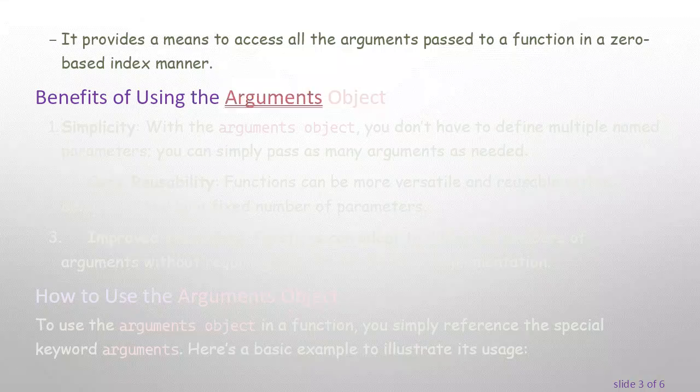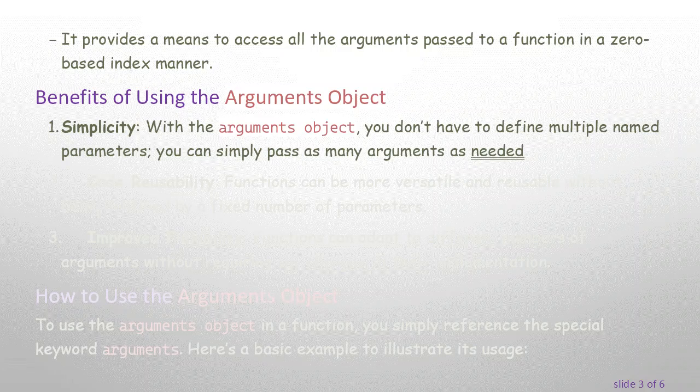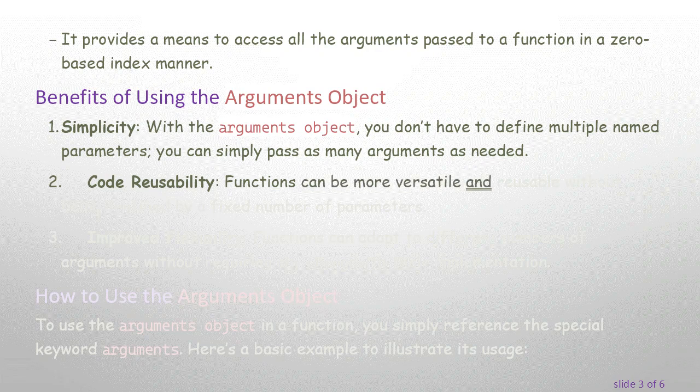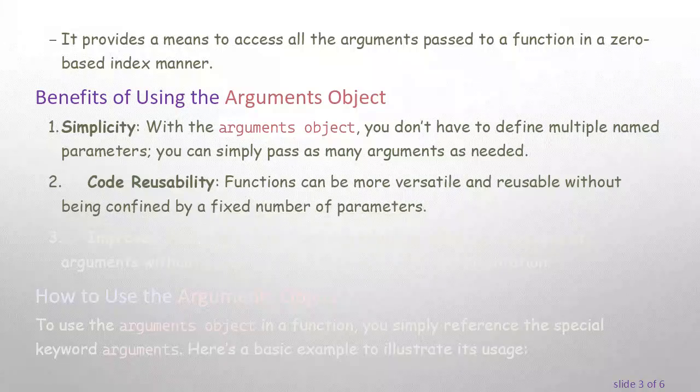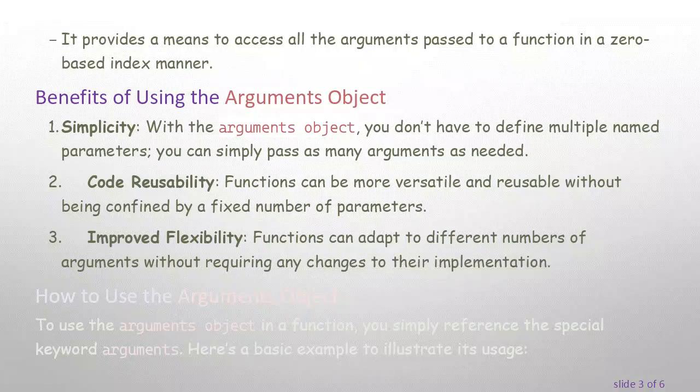Benefits of using the arguments object. Simplicity. With the arguments object, you don't have to define multiple named parameters. You can simply pass as many arguments as needed. Code reusability. Functions can be more versatile and reusable without being confined by a fixed number of parameters. Improved flexibility. Functions can adapt to different numbers of arguments without requiring any changes to their implementation.